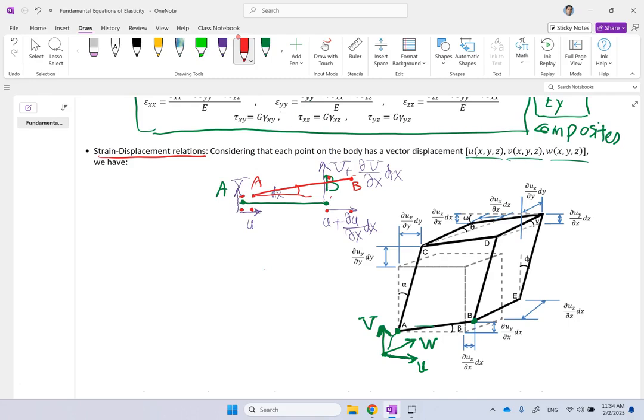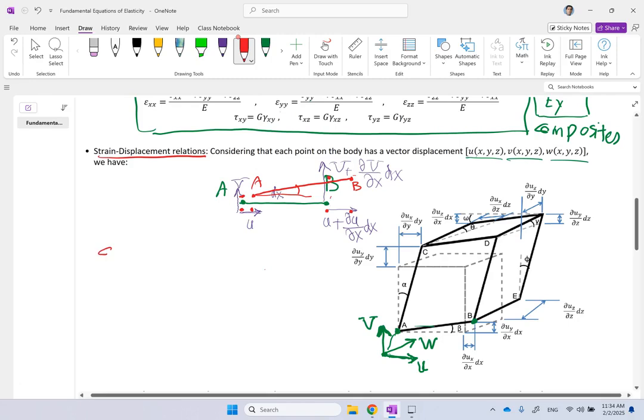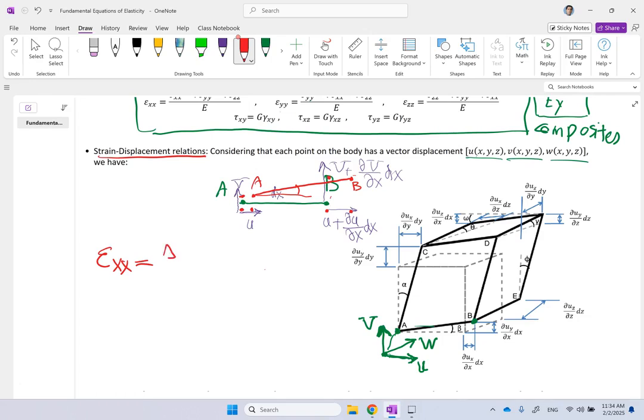So the question is, how do I measure these entities? The first thing is the change in the length, epsilon x, the axial strain. What's the definition of this? If you remember, the definition is delta L over L. But in which direction? In the x direction. So this is delta L in the x direction over the initial length in the x direction.